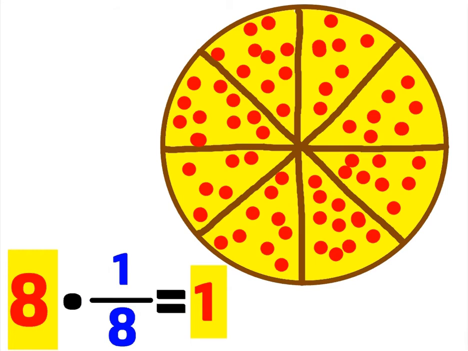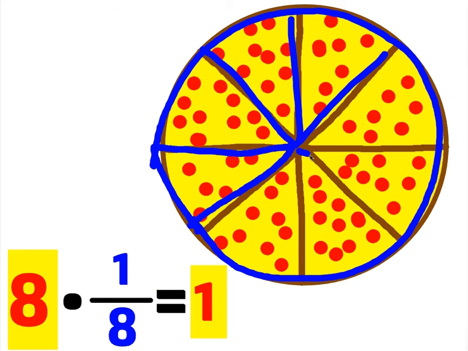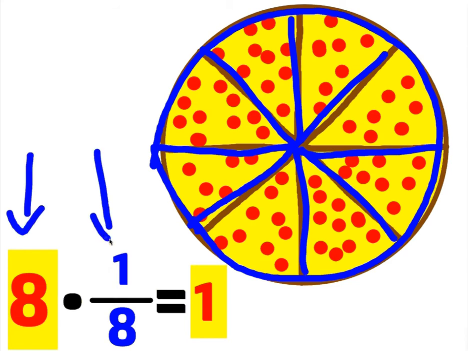We can do it with 8 slices as well. If I take 1/8 of the pizza and multiply all the way around 8 times, so 4, 5, 6, 7, 8. So if I take 8 of those slices, I get the whole pizza back.